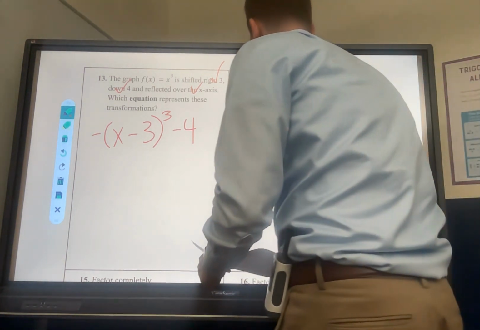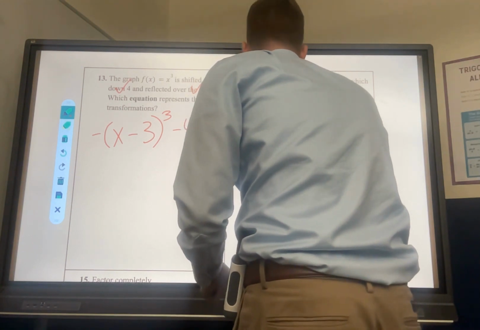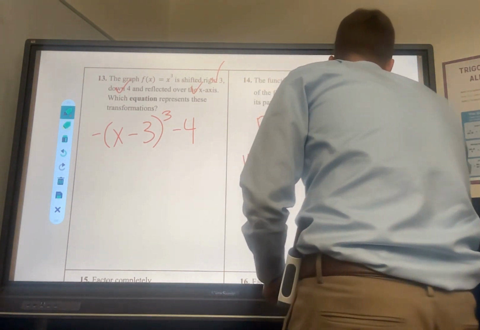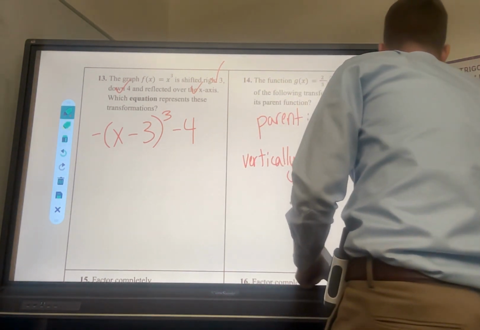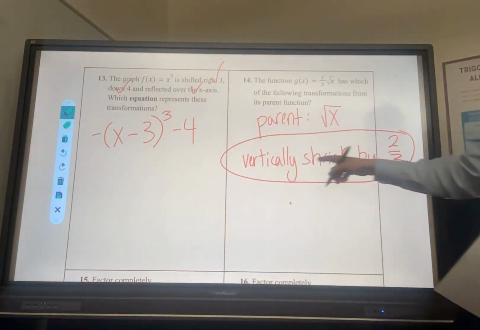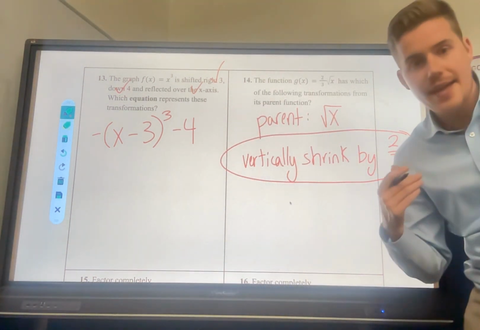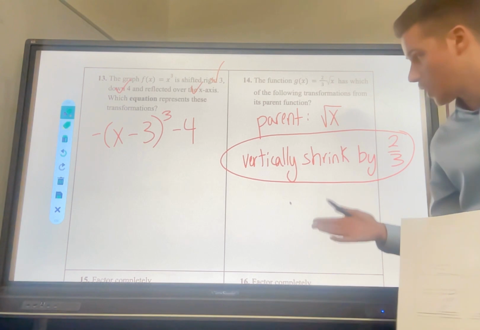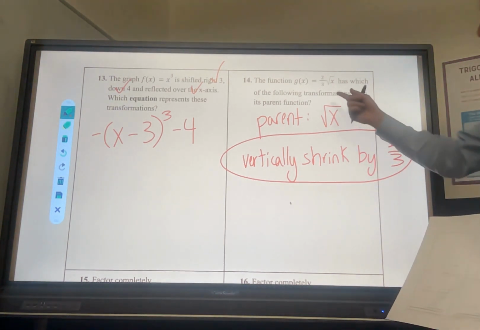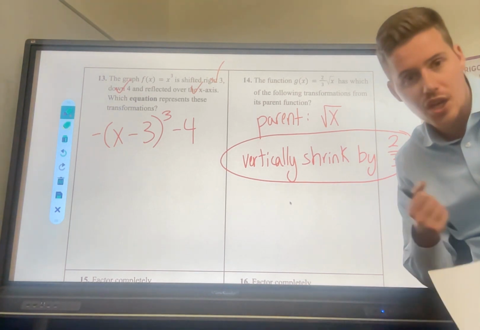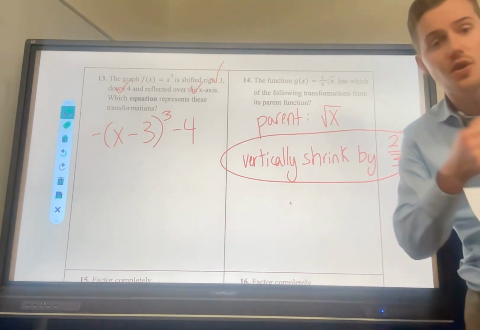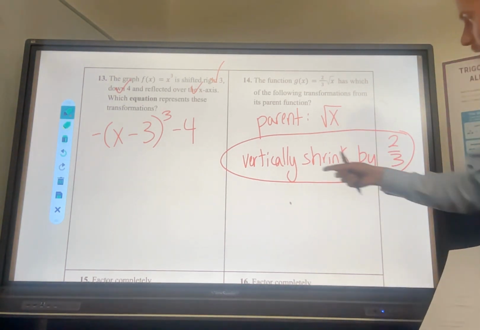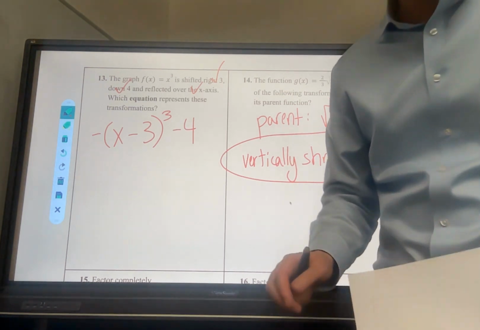So in this case, it would vertically shrink by 2/3. And if you want to go back to your notes and look at the difference between vertical shrink versus vertical stretch, long story short, you have a vertical shrink anytime you've got a value between 0 and 1. So anything between 0 and 1 is a shrink. Anything greater than 1 would be a vertical stretch, okay? So in this case, 2/3, that's less than 1, so it's shrinking. All right, let's keep it going here.